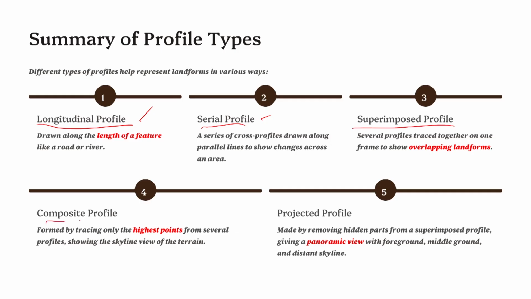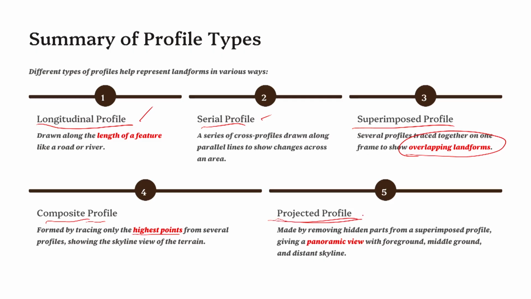The superimposed profile, composite profile and projected profile, we have seen everything. The superimposed profile shows overlapping landforms; only that we can draw through the superimposed profile. Then the composite profile shows the highest point, the highest elevation; only that we can show. The projected profile is like a panoramic view: looking from one angle, whatever the map shows, the elevations we are able to see, that is called the projected profile.